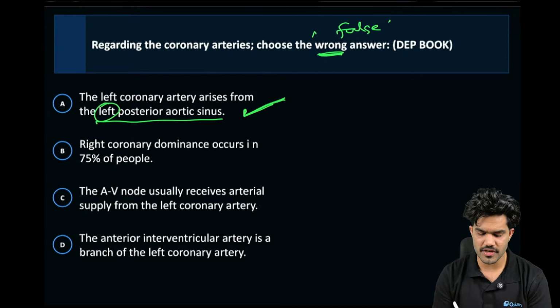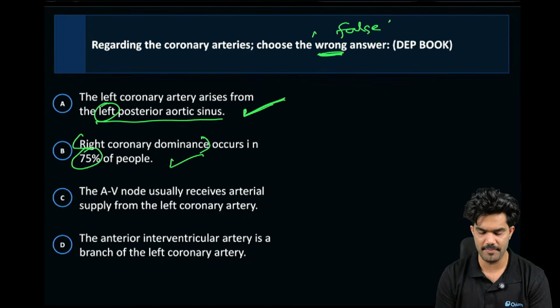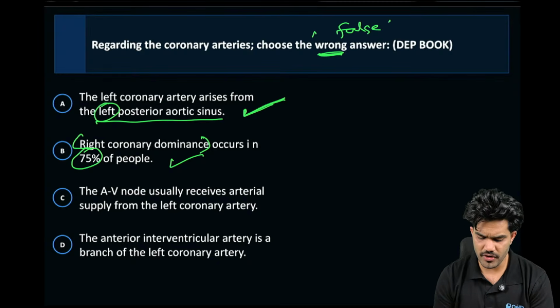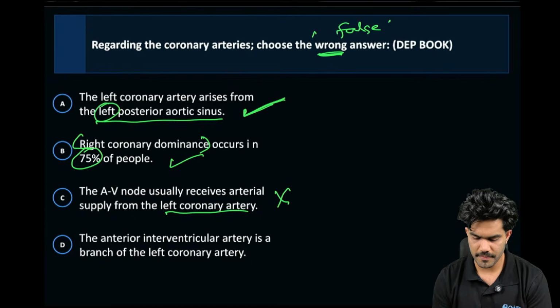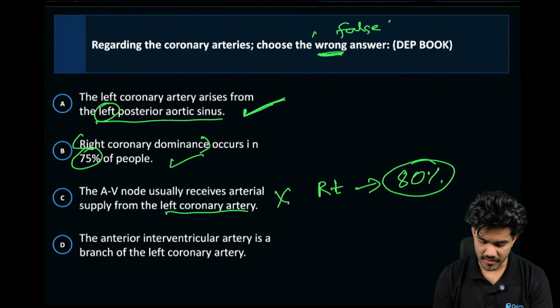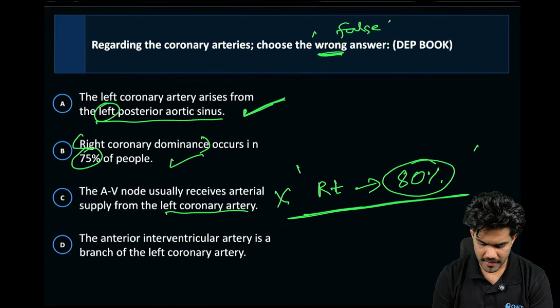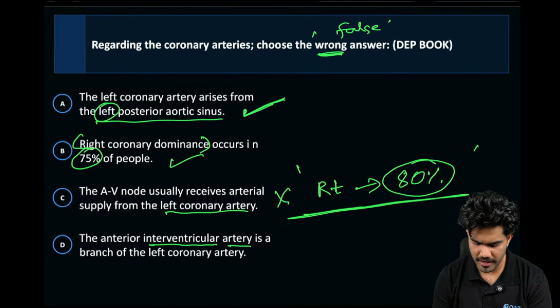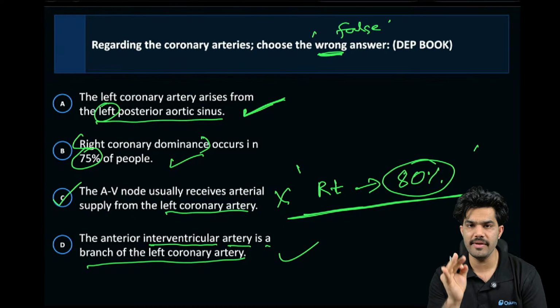Right coronary dominance occurs in 75% of people. Yes, right coronary dominance happens in 75% of the people. AV node usually receives arterial supply from the left coronary artery. No, AV node mainly receives arterial supply from the right. How many? 80%. In the textbook it is written, guys. The anterior interventricular artery is the branch of the left coronary. Yes, this is also true. So the wrong statement will be C.